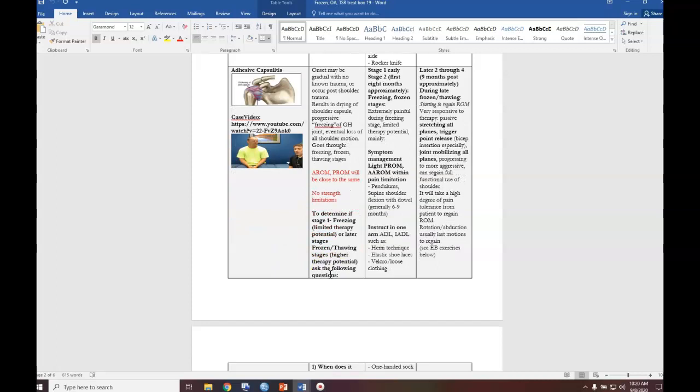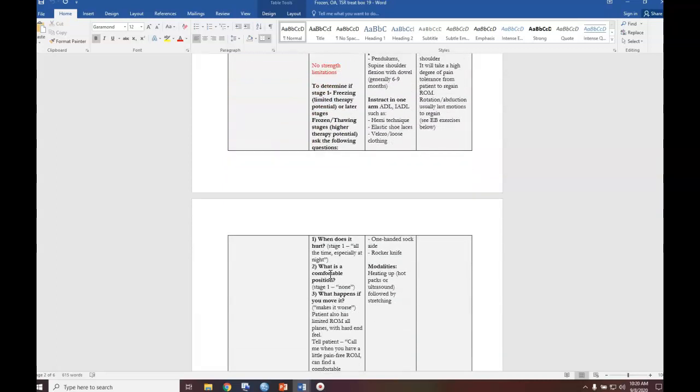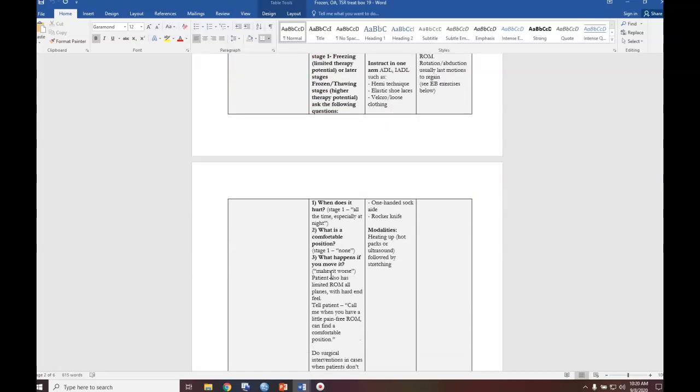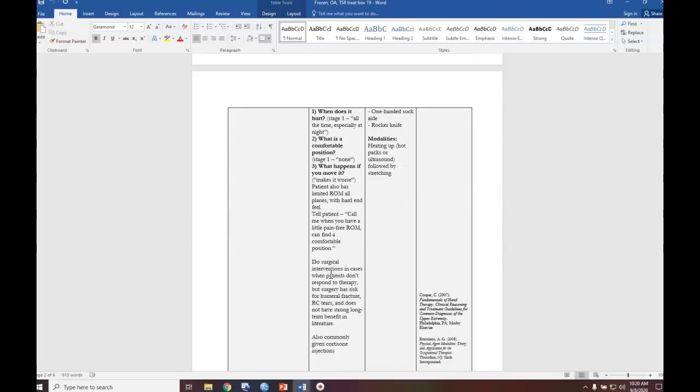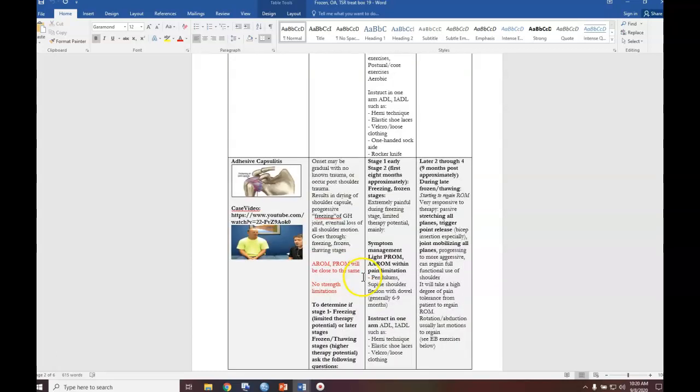And then these are the different stages. These are questions that might clue you in to what stage they're at. Does it hurt all the time? That's usually stage one. Is it comfortable? Stage one. I'm not going to go through them, but they're all there. It talks about the surgical interventions. And then how do you treat it? Those early stages.